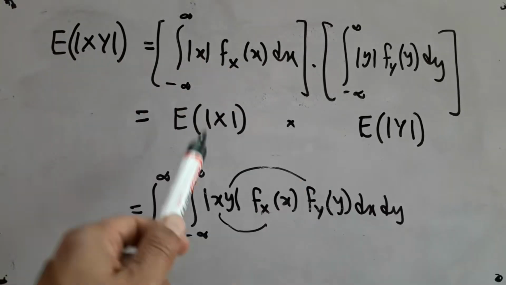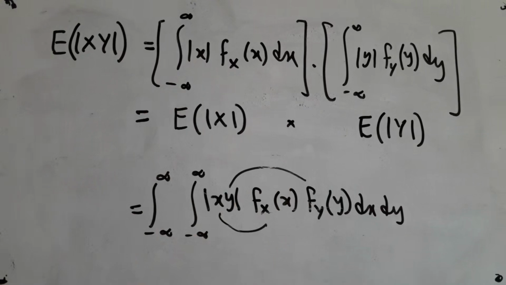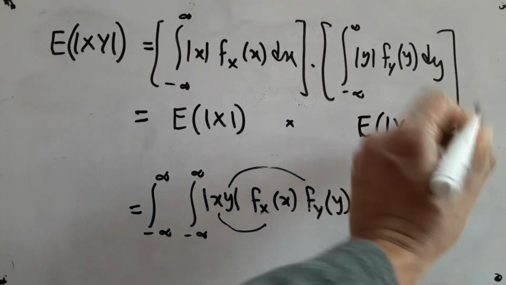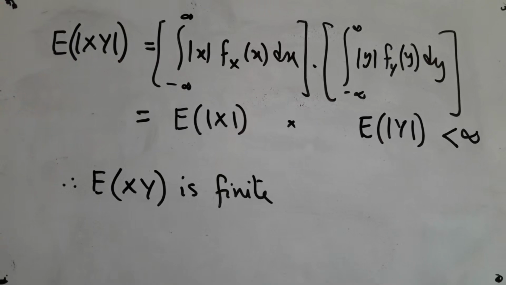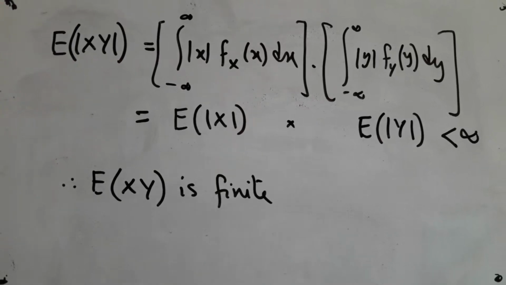I am told that both these things are finite. Remember, I was told expected value of X is finite, which I know if and only if expected value of mod X is finite. Similarly, this is also finite. Product of two finite things is finite, so this is finite. And I have shown that expected value of mod XY is finite. Hence, expected value of XY is also finite as required.